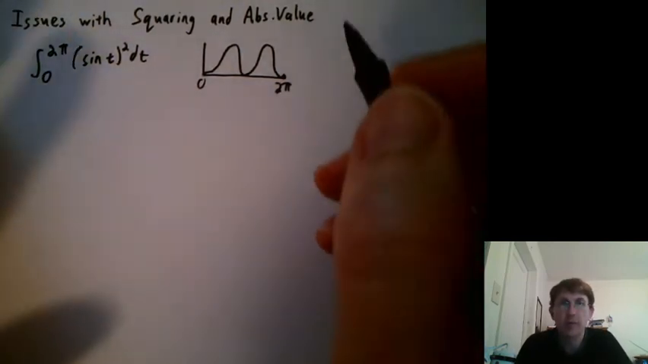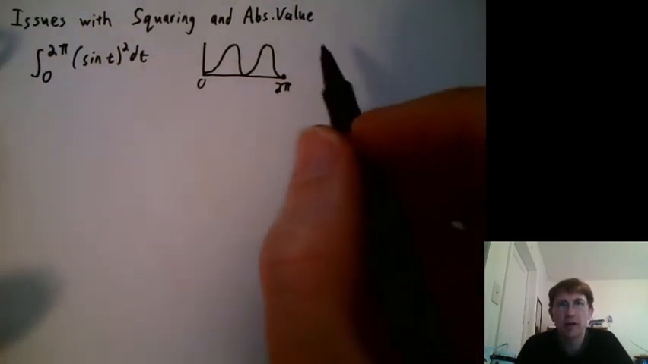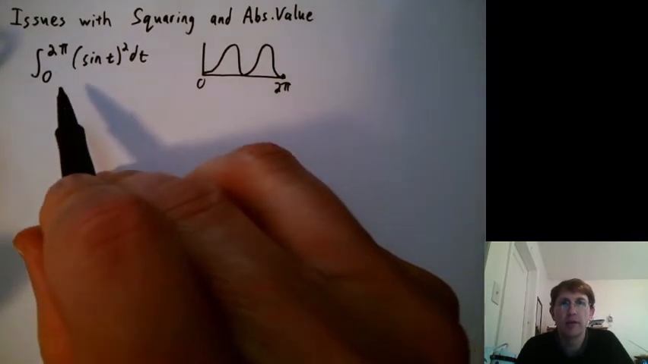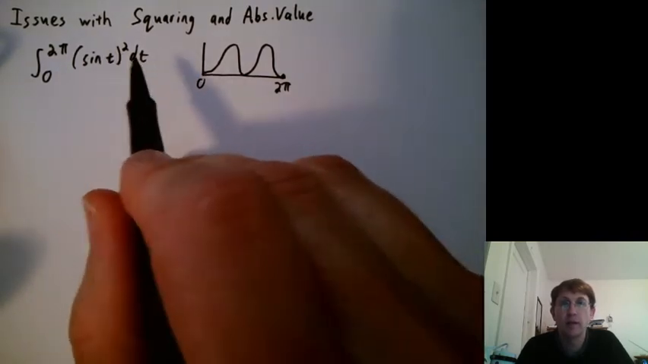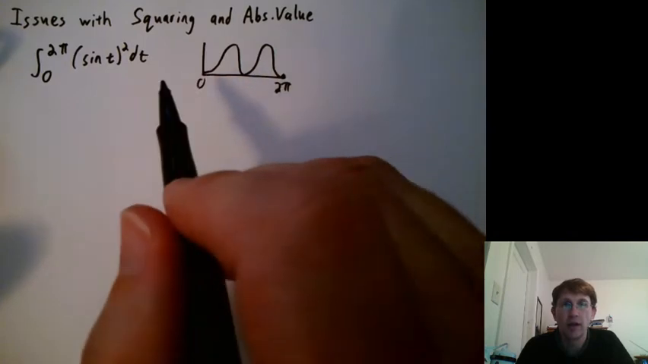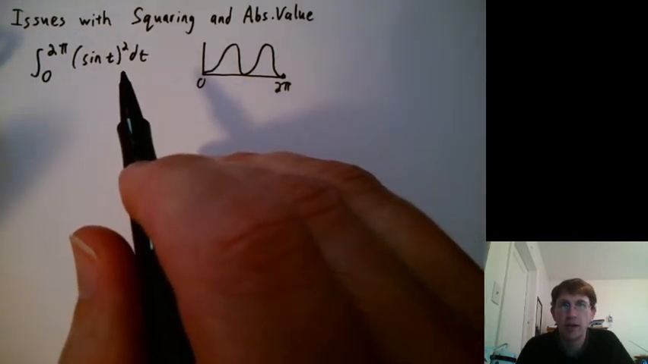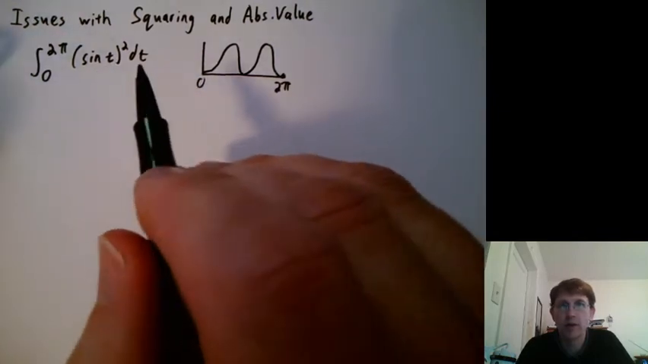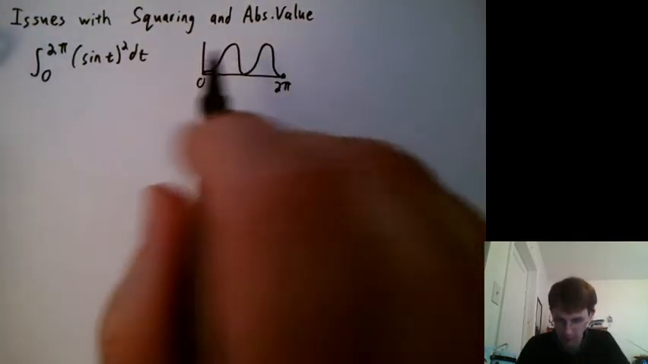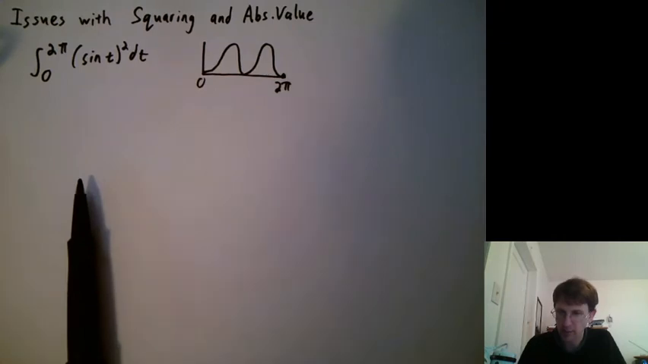Let's talk about some issues with squaring and absolute valuing. Suppose we had the integral 0 to 2 pi of sine of t squared. It looks like this. This is actually too complicated for us to really do in Calc 1, but there are times we want to do something squared. So what could we do just to say something reasonable about this?